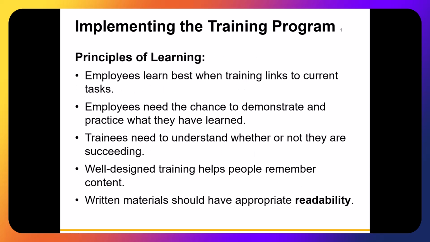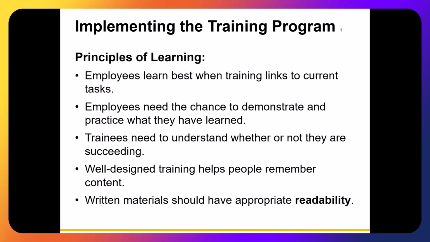Implementing the training program, principles of learning. Employees learn best when training links to current tasks. This is why I said you can't give them some training and not let them use it for six months. As soon as you give them the training, let them start applying and using it. Employees need the chance to demonstrate and practice what they have learned. They've got to get their hands on it.